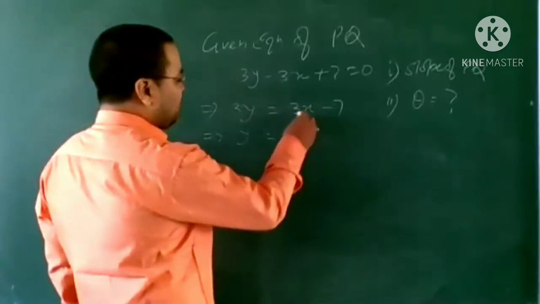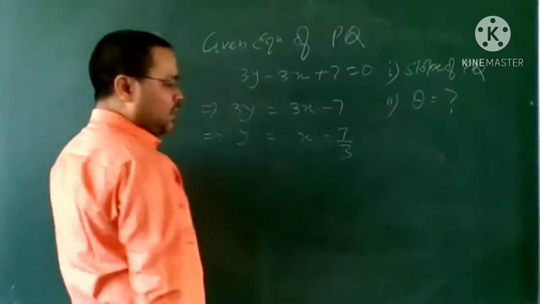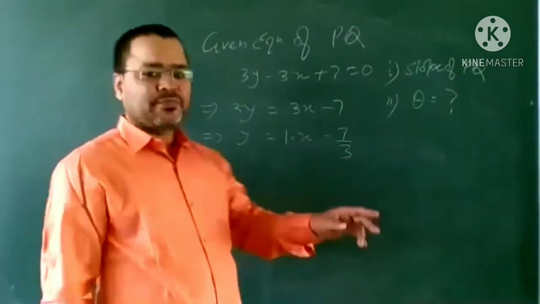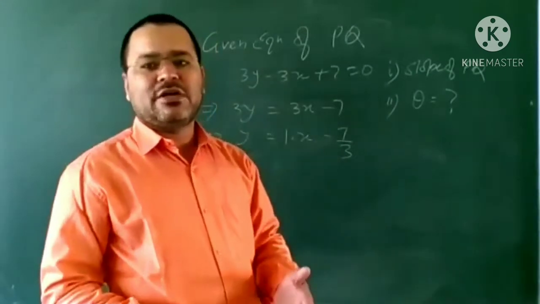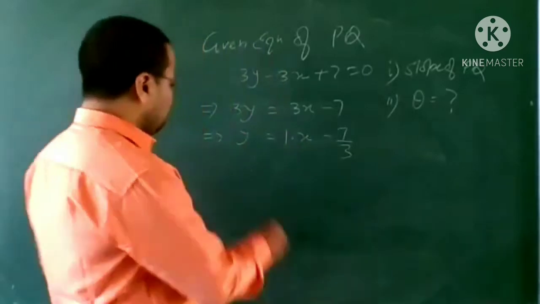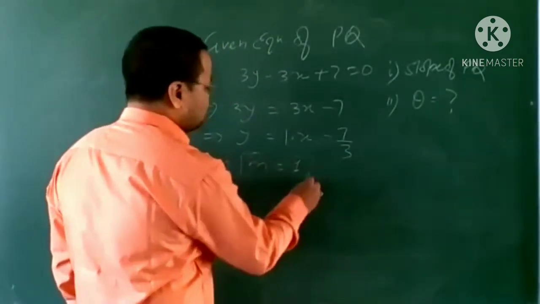It will be 3x by 3. It will be x only, and here 7 by 3. It means we can write here 1 into x. Now compare it with the slope intercept form, y is equal to mx plus c. So this implies that the value of m is equal to what? 1. Clear?